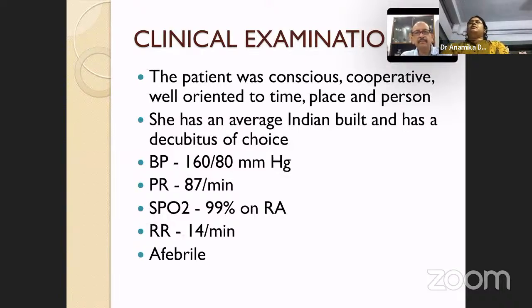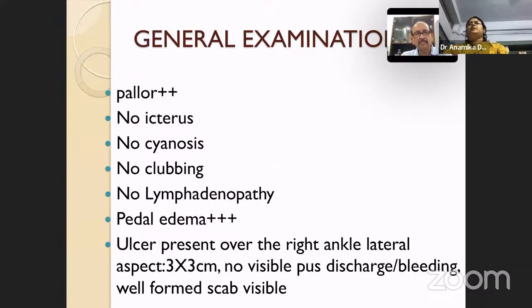The patient was conscious, cooperative, well-oriented to time, place, and person. She has an average Indian build and has a decubitus of choice. Her blood pressure was 160 by 80. Pulse rate was 87 per minute. Respiratory rate was 14 per minute, and she was afebrile. She was pale on examination. There was no icterus, no cyanosis, no clubbing, no lymphadenopathy. She had pedal edema extending up to her knees.